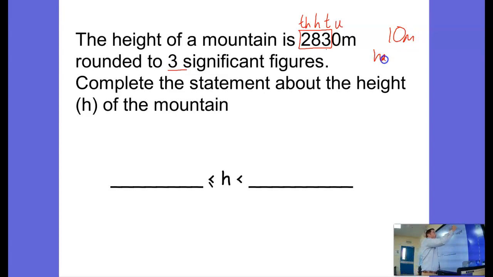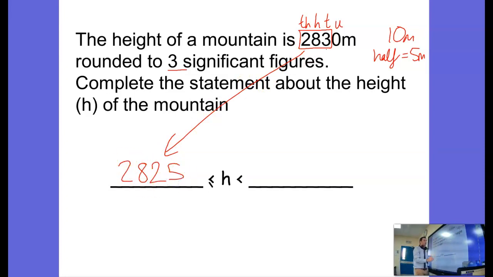So half of the sort of degree of accuracy is 5 metres. Take that away, give me the lower bound. So 2830 minus 5 is 2825, and add it on here. So plus 5 here, 2835. And that is one way of calculating the upper and the lower bounds.